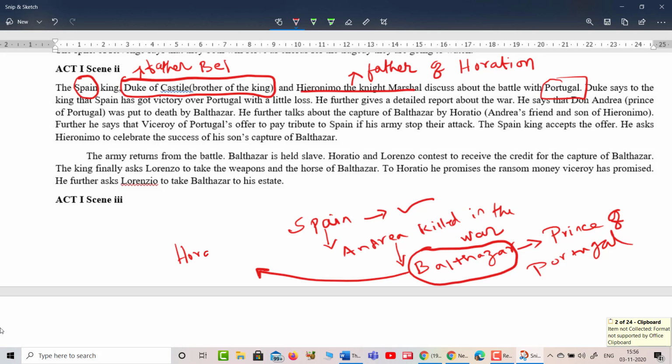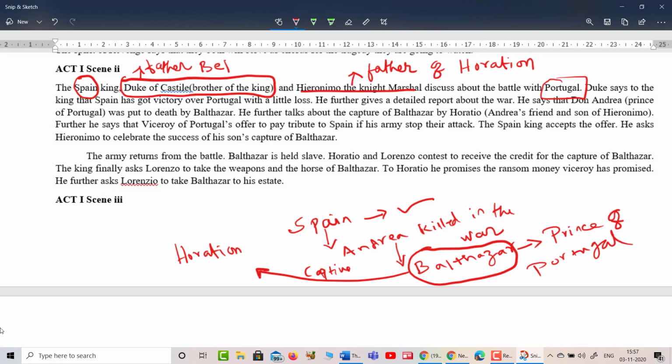But Horatio, who is Horatio? Son of Hieronyma, and also friend of Andrea. So after Balthazar killed Andrea, Horatio captures Balthazar and brings him to Spain as a captive. Okay, now Balthazar is a captive, brought here as a captive. Okay, fine. He says Don Andrea was put to death by Balthazar. He further talks about the capture of Balthazar by Horatio.